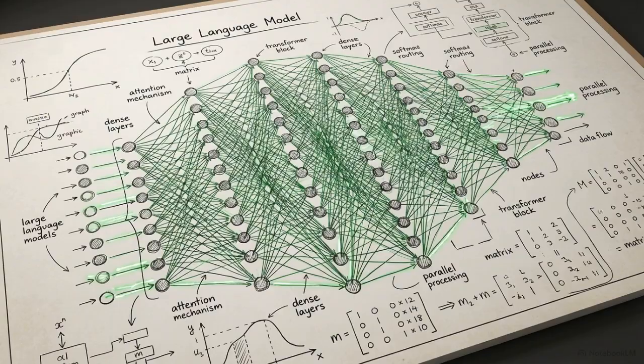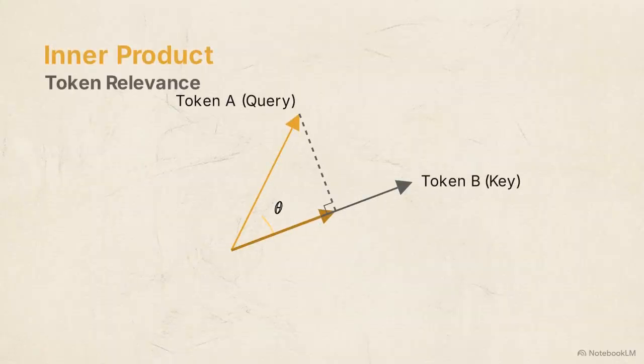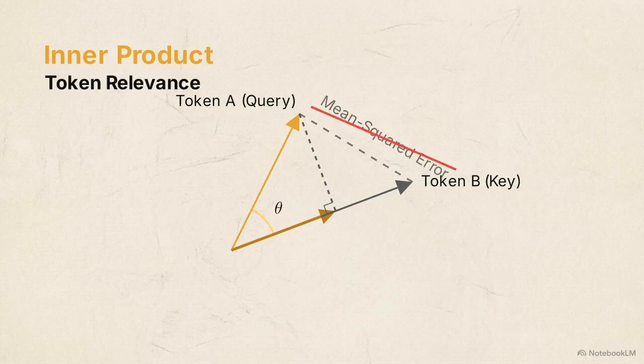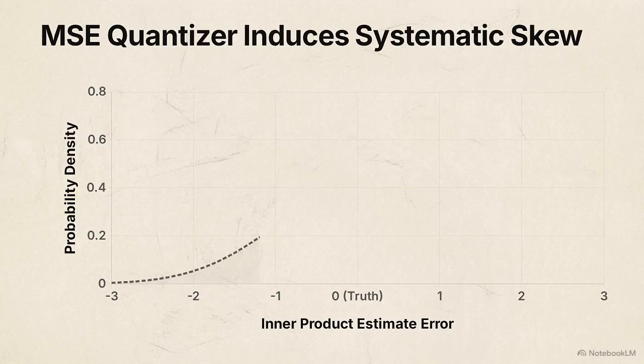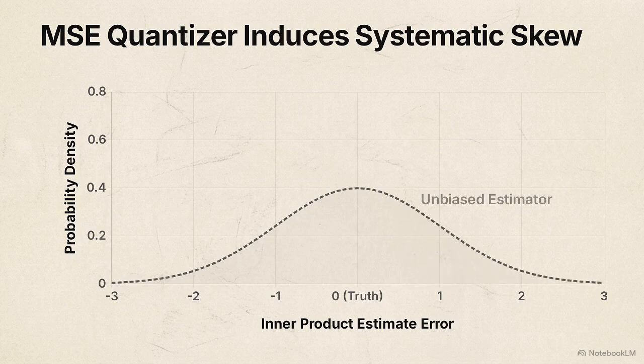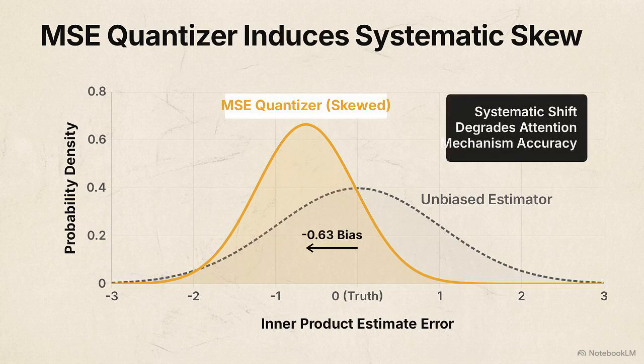However, large language models operate under a strict mechanical requirement. The attention mechanism relies entirely on inner products, or dot products, to gauge token relevance, not mean-squared error. This discrepancy reveals a limitation of the first stage. Quantizers optimized purely for mean-squared error do not produce unbiased estimators for inner products. This data visualization compares an unbiased variance histogram with a biased one. At extreme compression rates of 1 or 2 bits, the mean-squared error quantizer skews off-center. This bias degrades the accuracy of the attention mechanism.